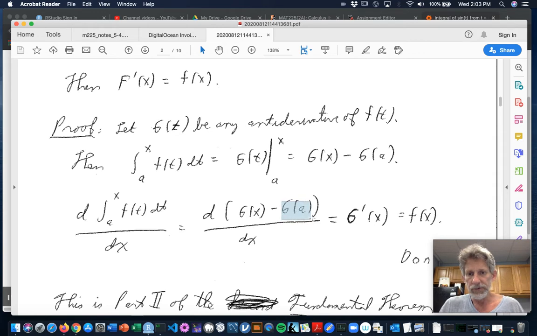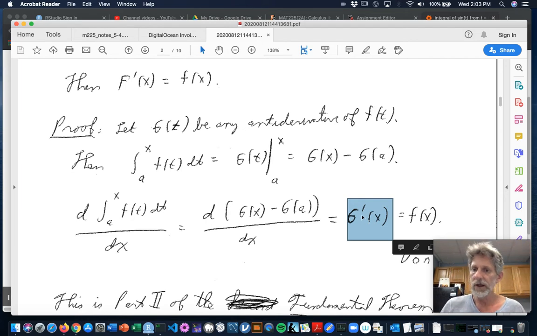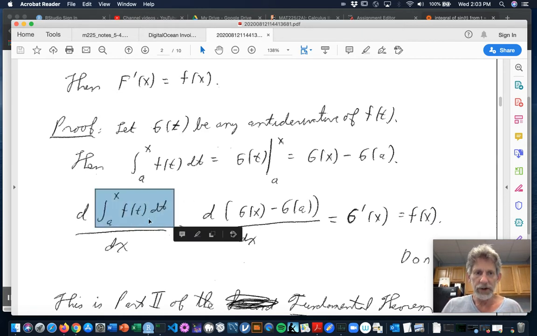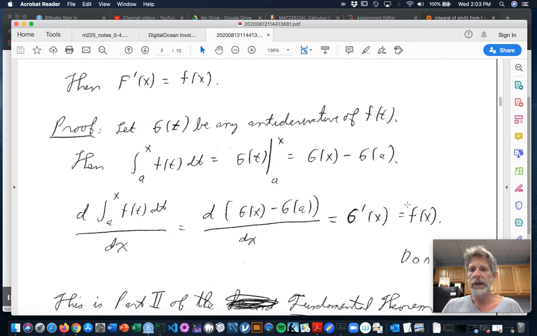Now, the derivative of g of a is 0, because g of a is a constant. A is a constant. So I'm really only looking at the derivative of capital G of x. And since capital G was an antiderivative of little f, capital G prime at x must be f at x. We're done. We found that the derivative of our area under the curve function is, sure enough, just the integrand, sticking an x where there used to be a t.